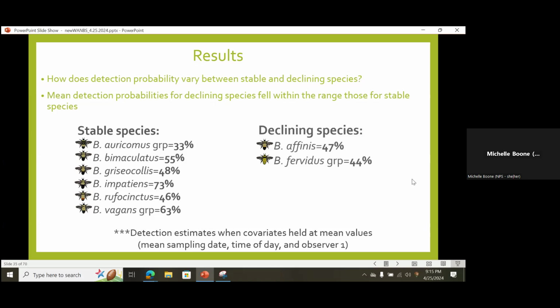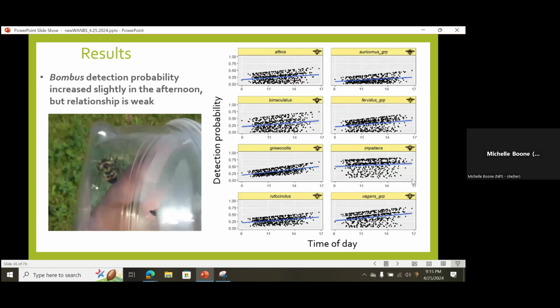But one thing to note is these are mean detection probabilities, so during the mean sampling date, time of day, and for observer 1. And that's important, and we'll show, because these things are dynamic, so actually mean detection isn't the most useful thing.